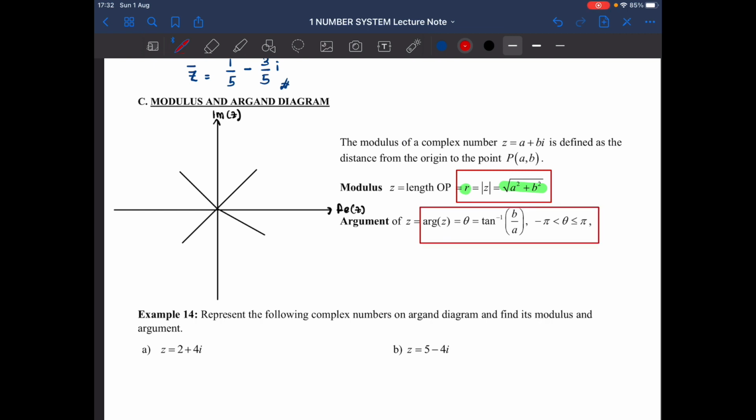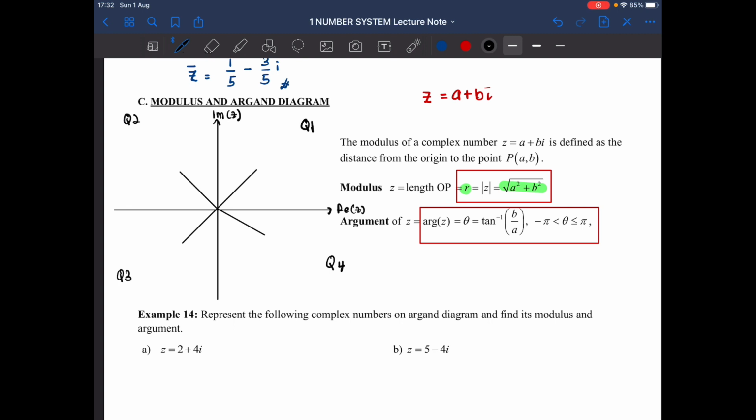So apa tu B, apa tu A? Basically, it's a complex number. We write as Z equals to A plus BI. So B dekat sini ialah yang imaginary ni, A dekat sini ialah yang real part. Okay. Alright, so now kita tengok dekat quadrant dekat sini. So this is quadrant 1, this is quadrant 2, quadrant 3, quadrant 4.